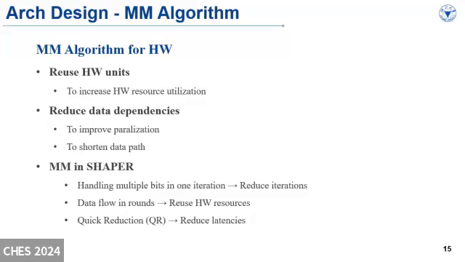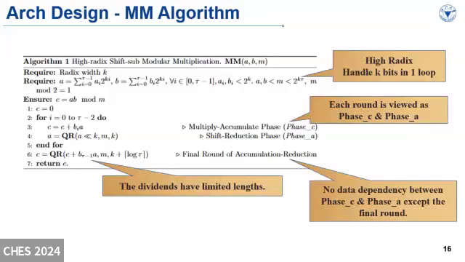Designing an algorithm for hardware is quite different from designing an algorithm for software. On one hand, it has to reuse hardware units as much as possible to increase hardware resource utilization. On the other hand, the data dependencies need to be reduced to further improve the parallelization and shorten the data path. The algorithm in Shaper handles multiple bits in one iteration, and its data flow is designed in rounds. Moreover, we propose a quick reduction trick to further reduce latencies. Here is our algorithm.